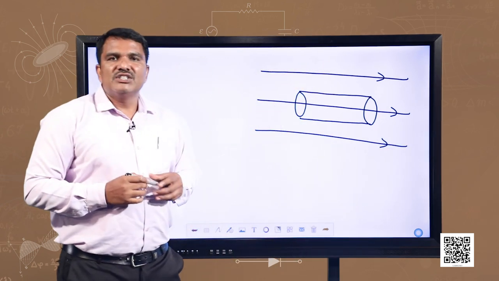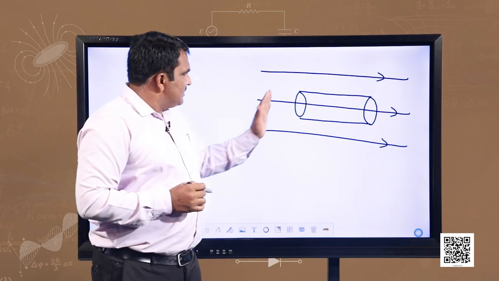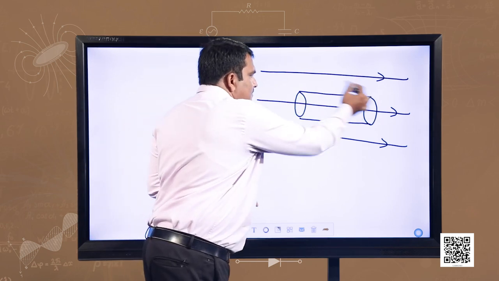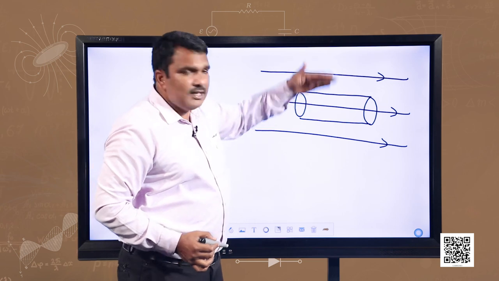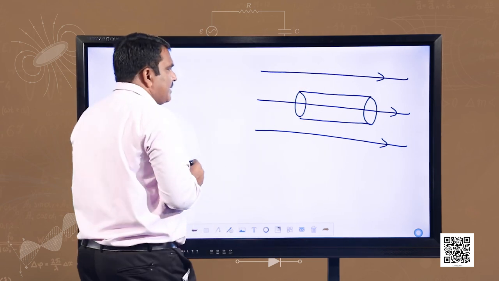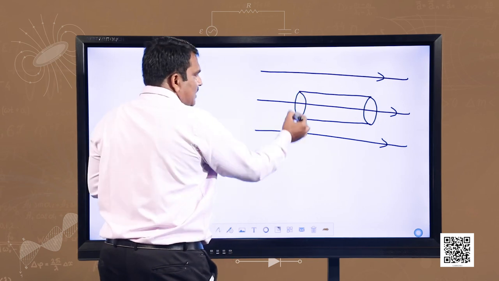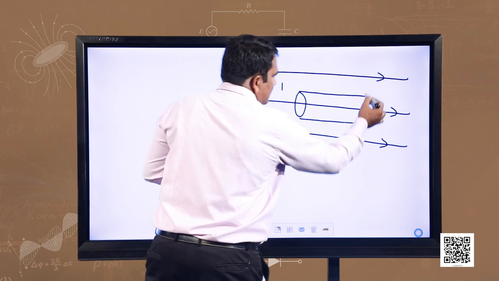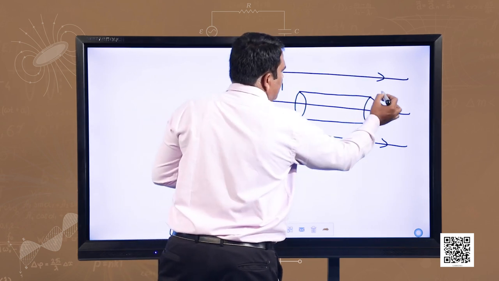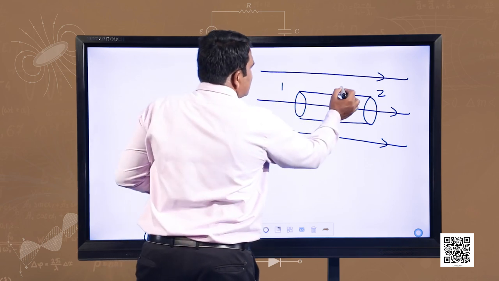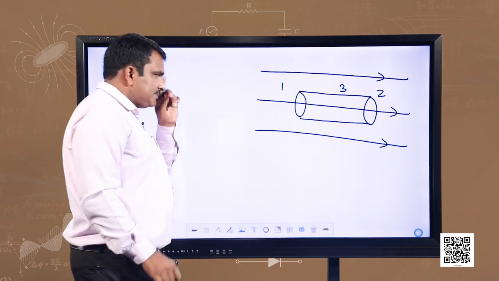This cylinder has three surfaces. There are two circular cross sections, this one and this one, and one curved surface like this. You can name this circular cross section as surface 1, this cross section as surface 2, and the curved surface as surface 3.